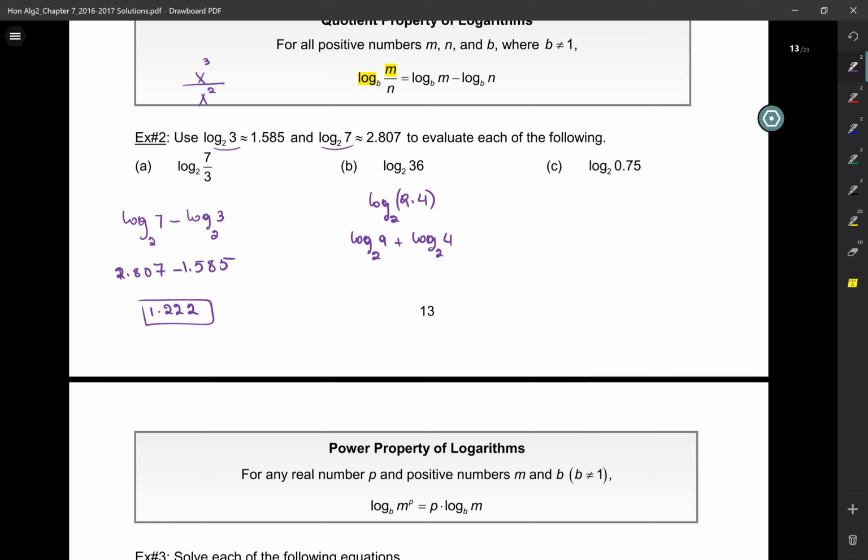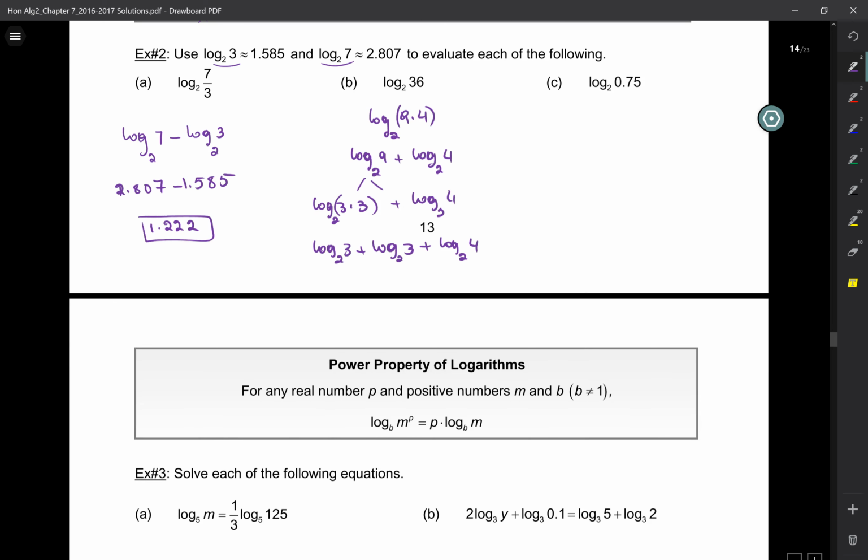Well, what about the 9? How can I rewrite the 9? Log base 2 of 3 times 3 plus log base 2 of 4. So this is log base 2 of 3 plus another log base 2 of 3, right? Plus log base 2 of 4.